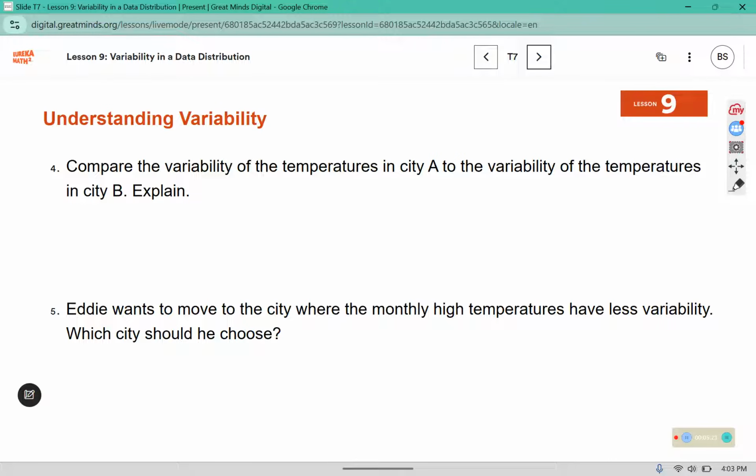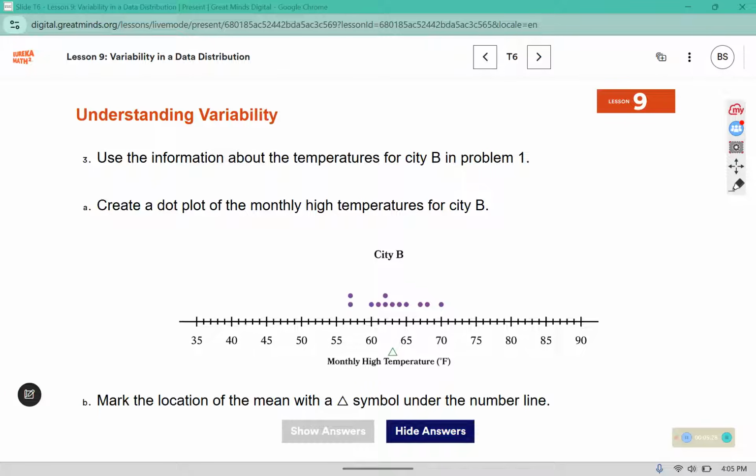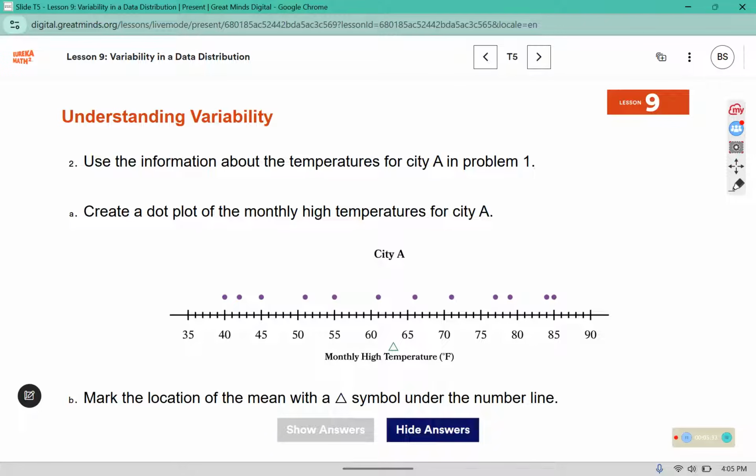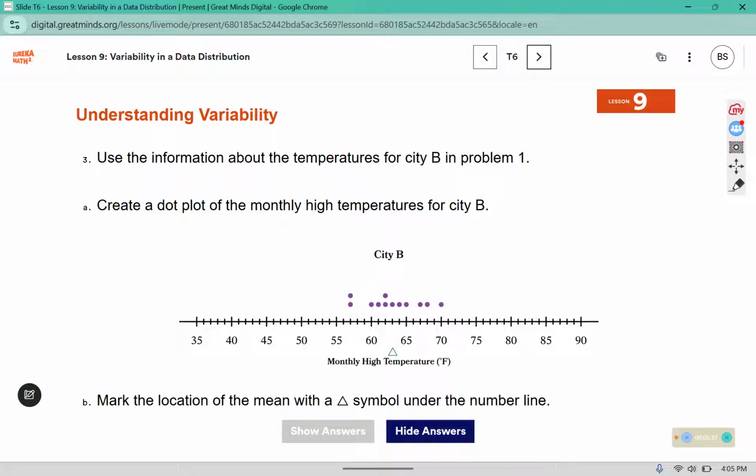Compare the variability of the temperatures in City A to the variability of the temperatures in City B. Explain. Well, if we look at these dot plots, we can see that the variability in City A is much greater than in City B because City A is more spread out.